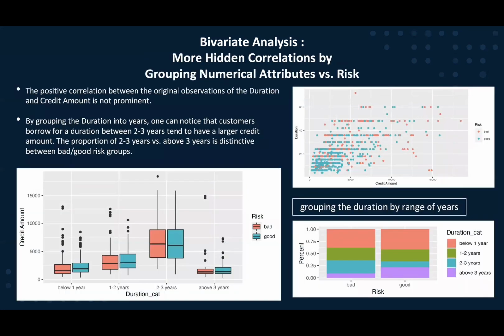We also try to group the duration into 4 categories in order to better understand their correlation with other attributes. Because as you can see, with the original numeric data, its trend versus other attributes such as credit amount is not prominent. But when grouping them, we can clearly identify the peak at the 2 to 3 years duration category.